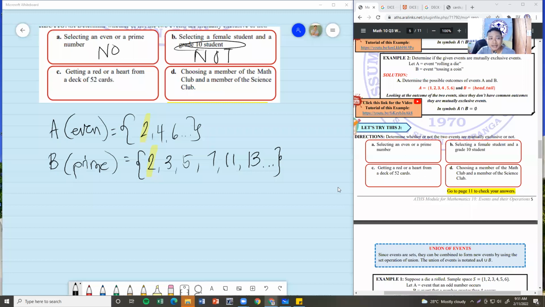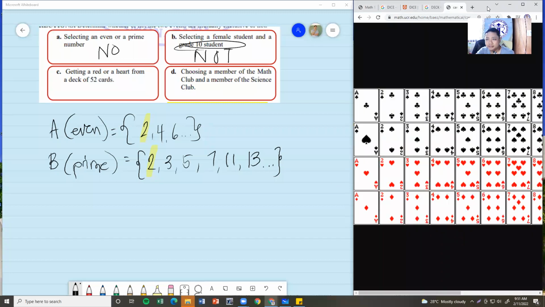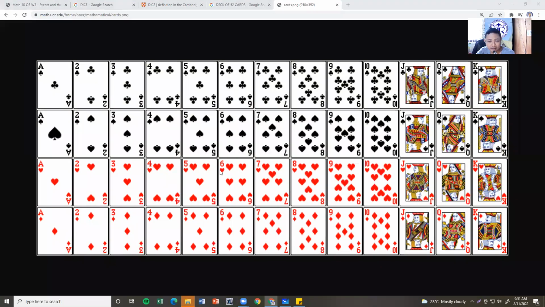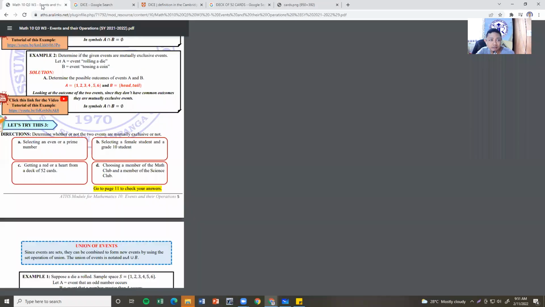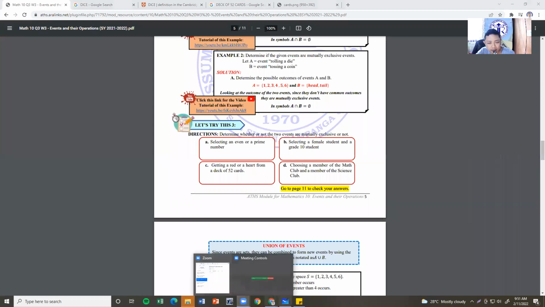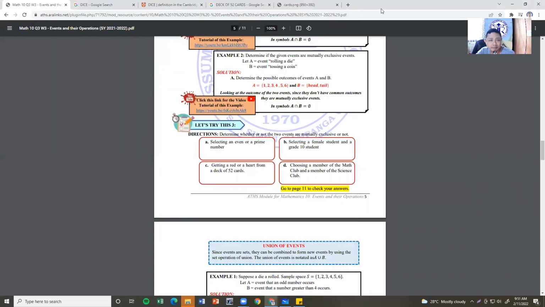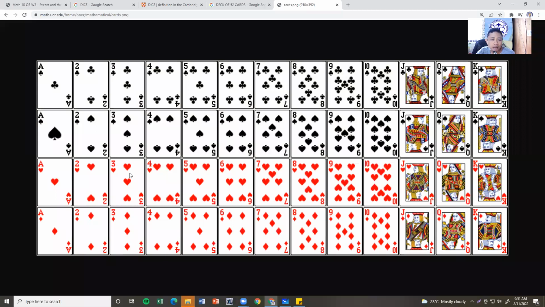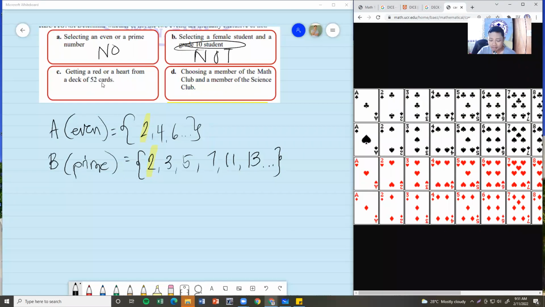Let's see. Getting a red card and a heart. Tingnan natin. Red card, yung first. So red card, there are 26, from ace of heart and ace of diamond to king of hearts and king of diamonds. Getting a red card, you have 26. And a heart. Tama ba yung nakalagay doon? Getting a red or a heart. Getting a red, there are 26. Or a heart. A red is a heart. So therefore, they are not mutually exclusive kasi si heart ay kulay red din. So therefore, may intersection sila, and that's 13. So it's still, again, not.